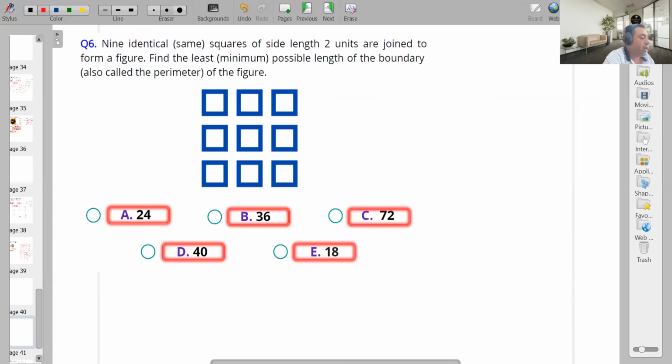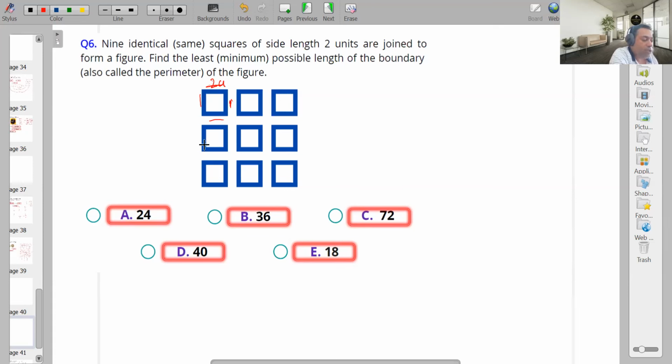Question 6. 9 identical squares of side lengths. Identical means same, exactly the same. Squares of side lengths 2 units. So these are called the side of the square. So there are 4 sides in each square. Side length of 2 units, so these are 2 units each. 2 units each are joined to form a figure. Find the least possible length of the boundary, also called the perimeter of the figure.